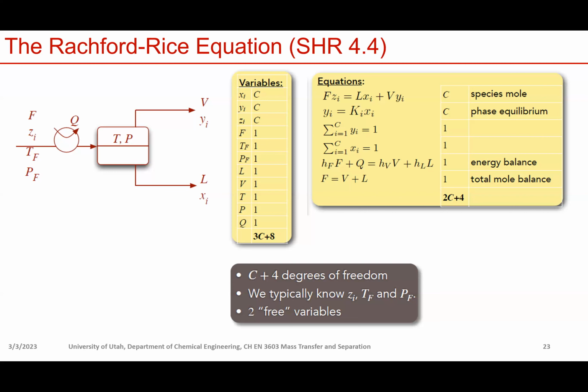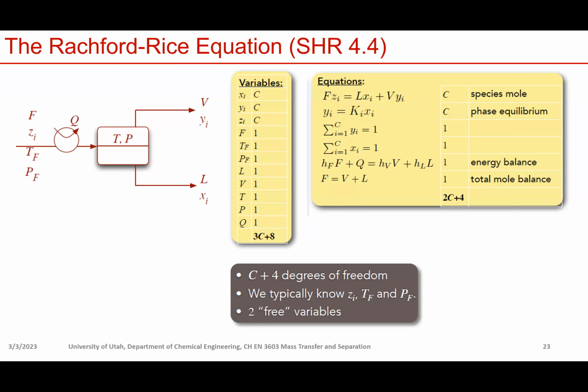Similarly, the degrees of freedom will be the difference between the number of variables and the number of equations. That'll be plus 4. And then for the multi-component flash calculation, we typically know Zi, Tf, Pf. That gives us 2 free variables. Zi gives us C knowns, and T plus P, that's 2, and we have 2 free variables.